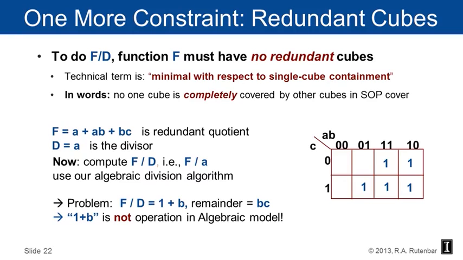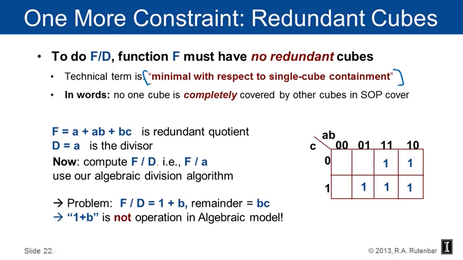One more constraint is that you actually don't want any redundant cubes. To do f divided by d, f should really not have any redundant cubes. There's a technical term for that. That is said to be minimal with respect to single cube containment. In words, it means no one cube is completely covered by other cubes in the SOP cover.